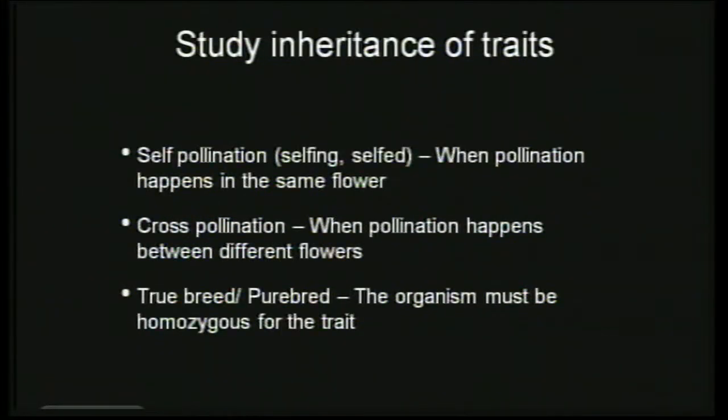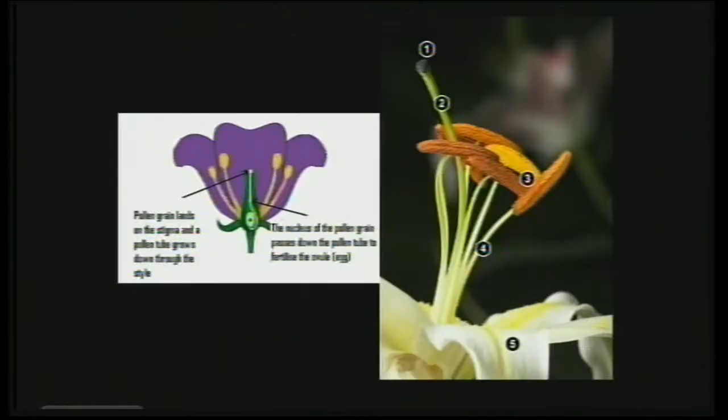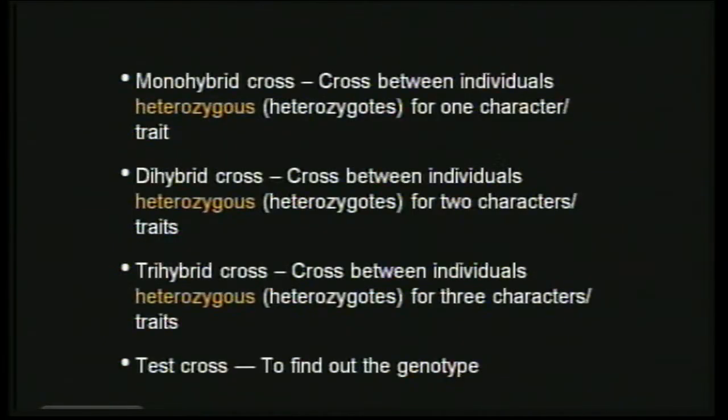Okay. Then we also studied something to do with self-pollination, cross-pollination and true breeding, which are very important. I'll not get into the detail of this. Then Mendel did some interesting experiments. He crossed different individuals with different characteristics. So here, for example, he did the monohybrid cross.